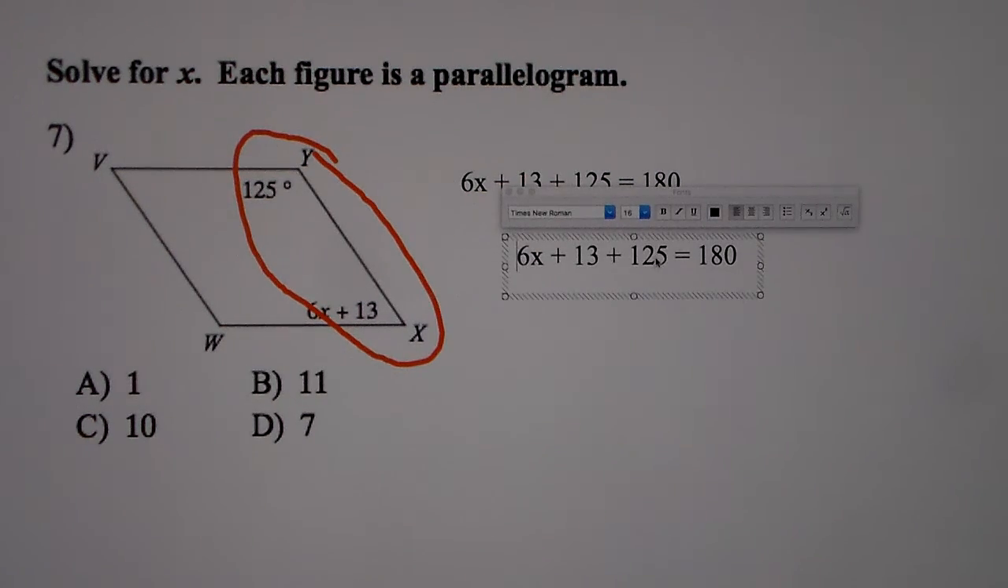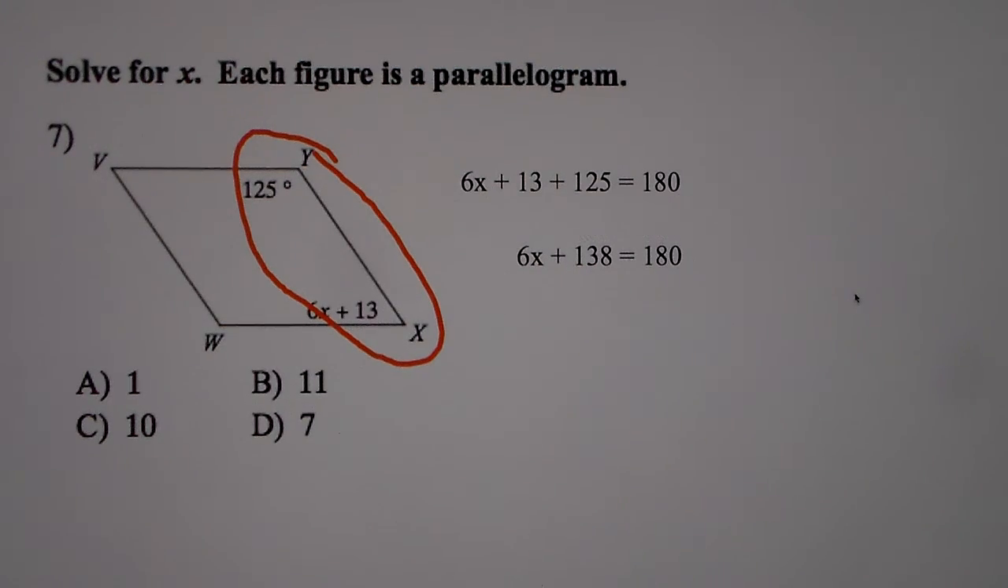Get you 138. Subtract 138 from both sides, so 180 minus 138 gets you 42, so 6x equals 42. Divide both sides by 6, and you're going to get x equals 7. X equals 7.